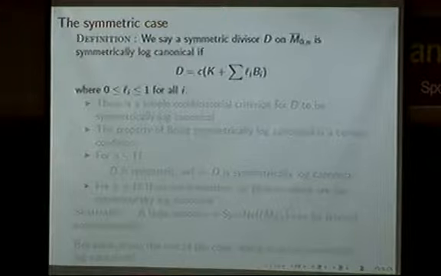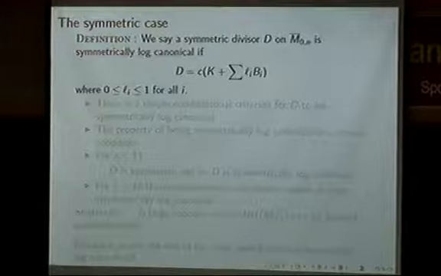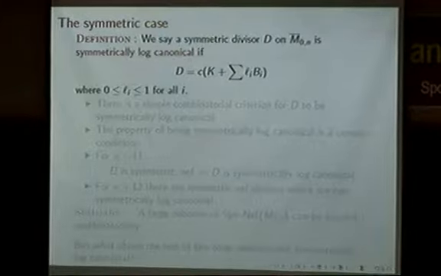Okay, so let me make a definition. I'll call a divisor symmetrically log canonical if I can write it as K plus boundary, where all the coefficients on these boundary components are between 0 and 1. But of course now I'm using the B_i's, and remember that B_i is the sum of all the classes delta_I, where the cardinality of I is equal to little i.